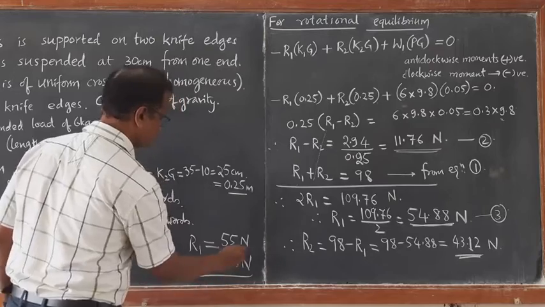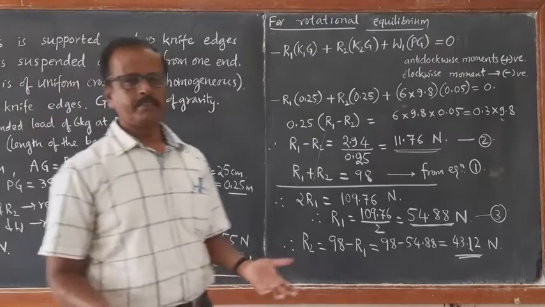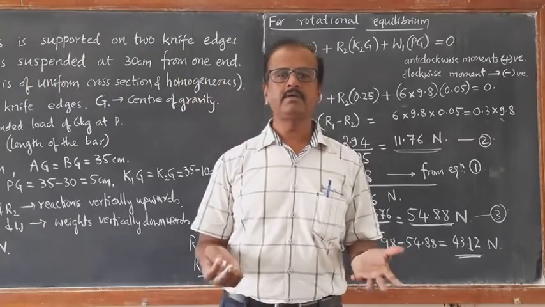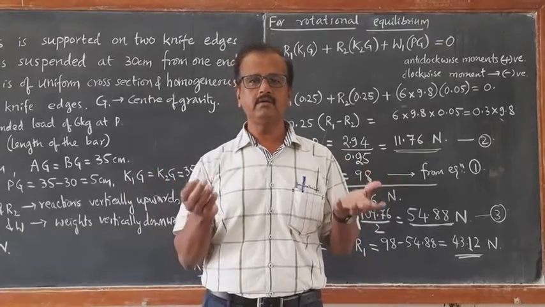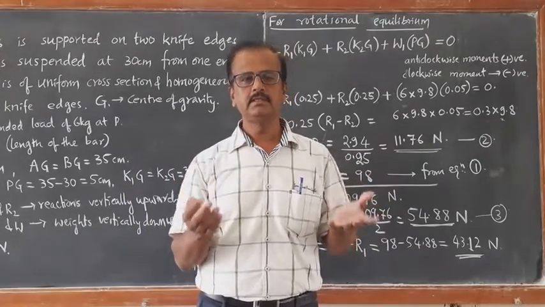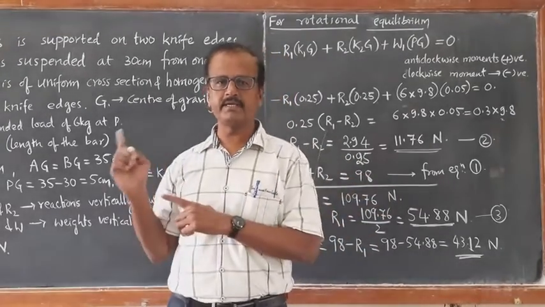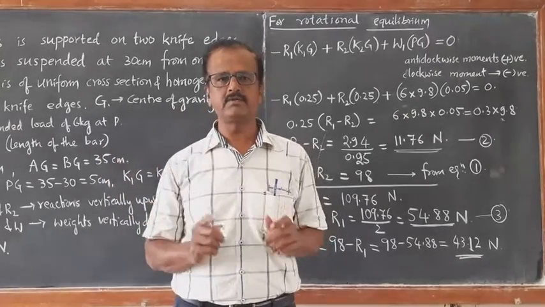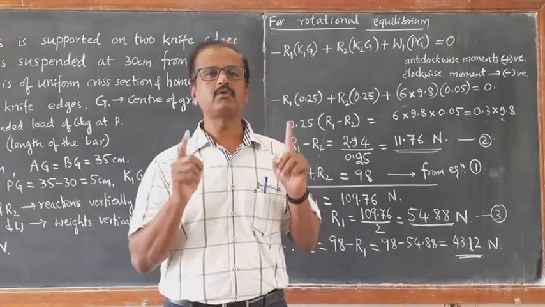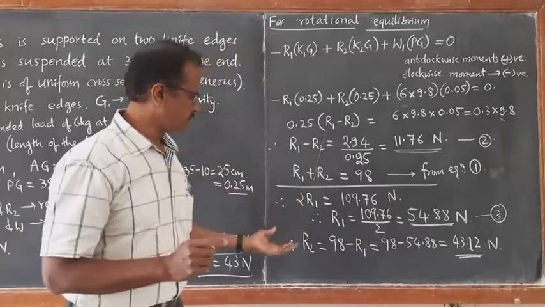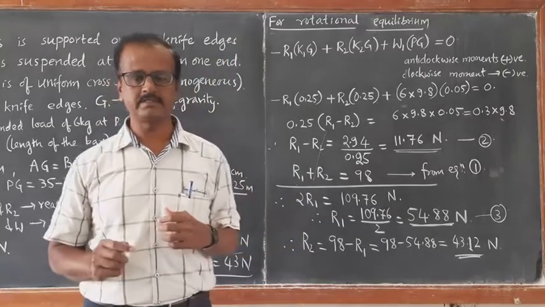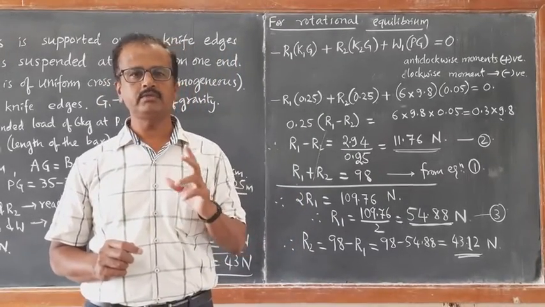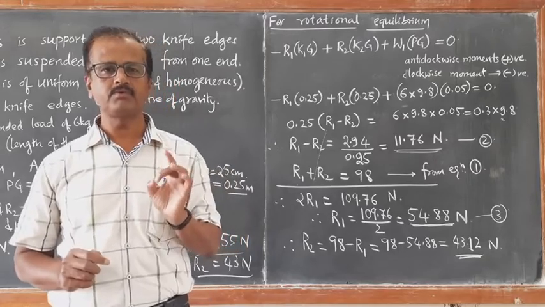So these are the reaction forces which are balancing, which are keeping the entire rod in equilibrium, right? So we have applied the condition of translational equilibrium and rotational equilibrium to get the values of these normal reactions. Okay, let us solve similar problem. One more similar problem.